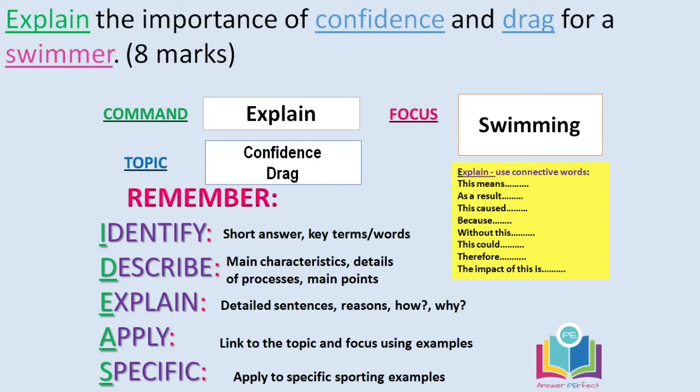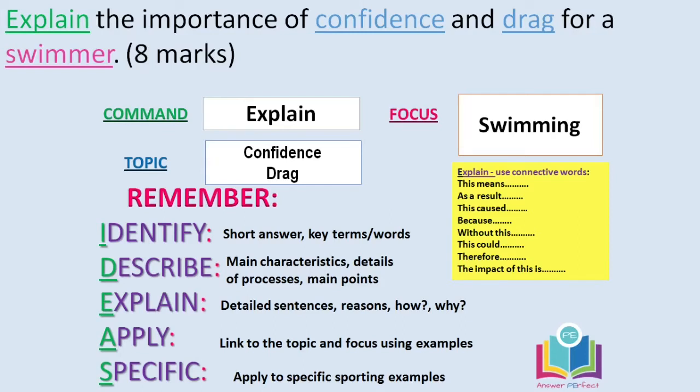Okay. Then you always need to make sure you're being specific. So you're doing a PE course, therefore your answers need to apply to specific sporting examples. In this question, it is swimming, so you need to make sure any examples you're giving relate to a swimmer. It's an explain question, so in the yellow box I've put some connective words to help connect your sentences together, such as therefore, the impact of this, because, as a result.